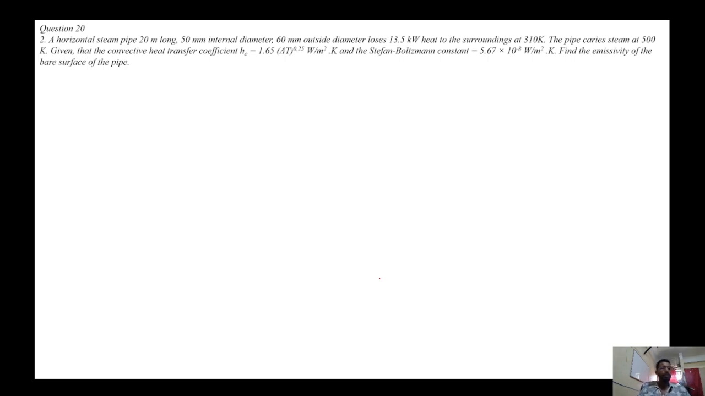A horizontal steam pipe, 20 meters long, 50 mm internal diameter and 60 mm outside diameter, loses 30.5 kilowatts of heat to the surroundings at 310 Kelvin. The pipe carries steam at 500 Kelvin and the convective heat transfer coefficient is given by this. The Stefan-Boltzmann constant, we all know the value. Find the emissivity of the bare surface of the pipe.